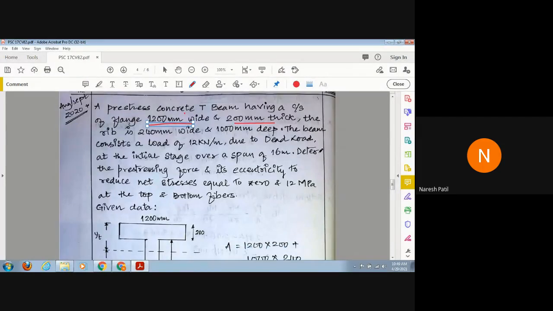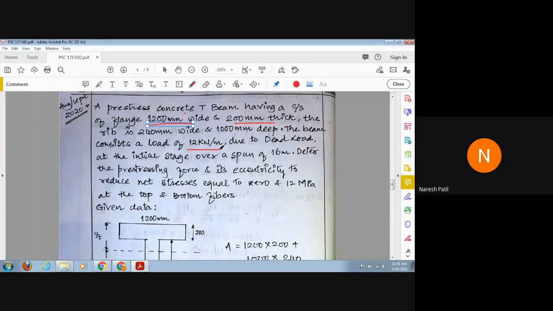The beam carries a load of 12 kilonewton per meter due to dead load at the initial stage over a span of 16 meter. Determine the pre-stressing force and its eccentricity to reduce net stresses equal to 0 and 12 MPa at top and bottom fibers.